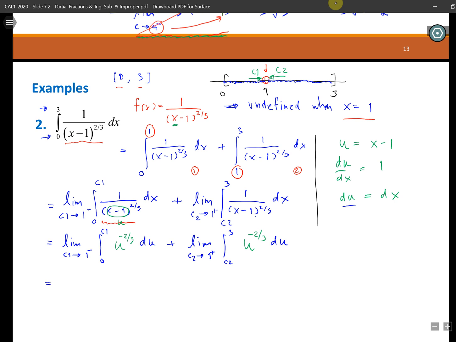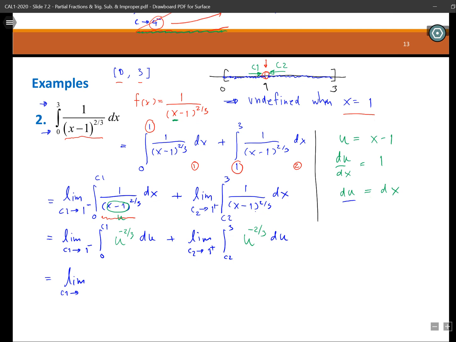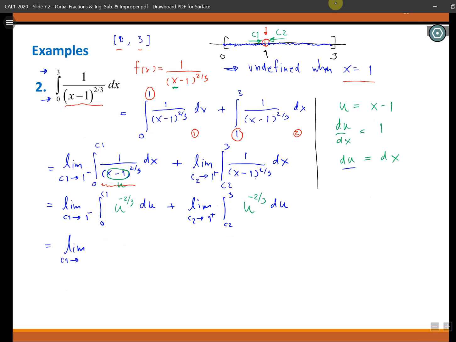Alright, let's do that. Limit as C1 approaches 1 from the left hand side, and I perform the integration here. So it's just the power rule. This becomes u to the power of 1 over 3 divided by 1 over 3, so that would be 3 right here. And we need to evaluate this at 2 points, 0 and C1.